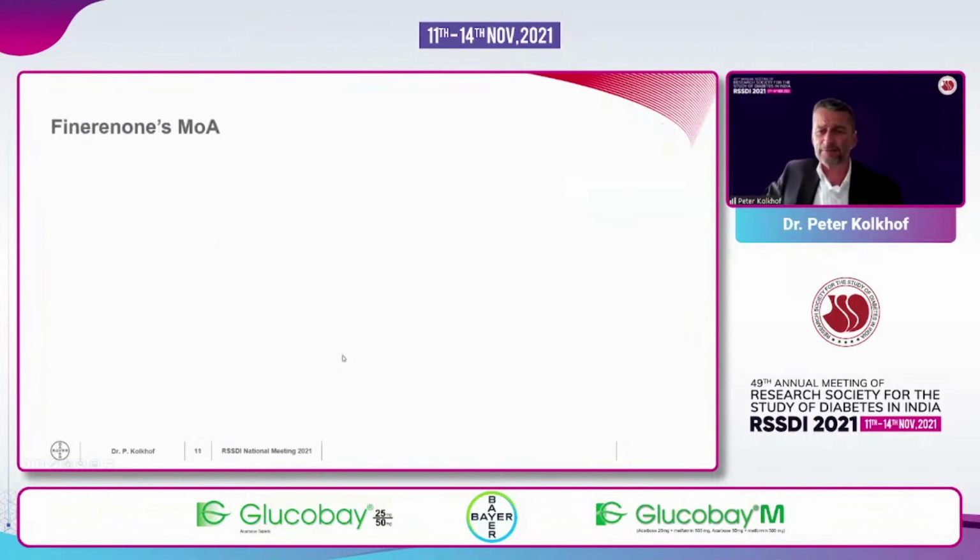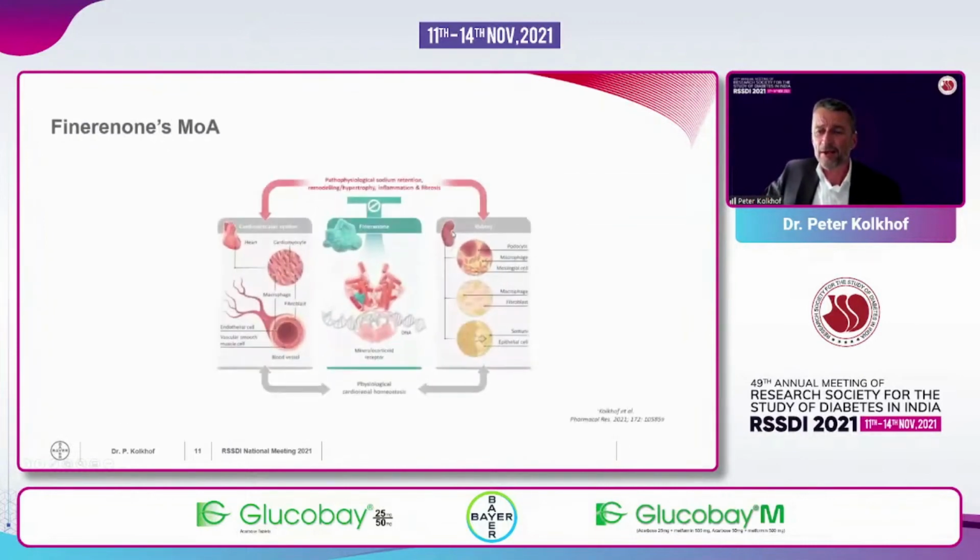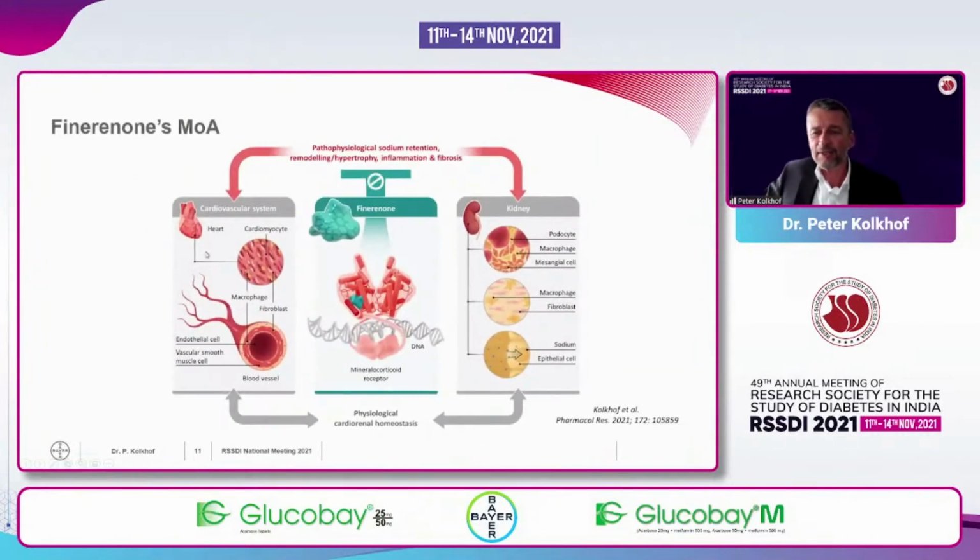And if I now finalize with the mode of action that is summarized here in this cartoon, also taken from a recent review in Pharmacological Research, due to this conformational change in the receptor, which is then unable to recruit cofactors, finerenone blocks in the kidney, as well as in the heart, as well as in recruited cells such as fibroblasts and macrophages, gene programs which are driving in particular inflammation and fibrosis. And that is blocked by finerenone.